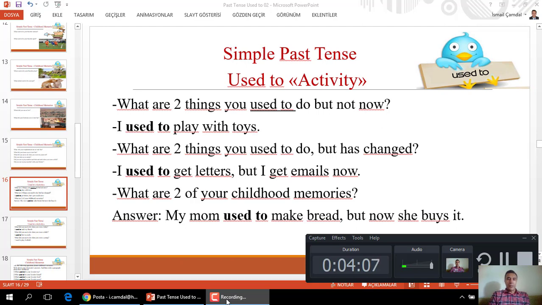Now we are asking different questions. What are two things you used to do, but not now? I used to play with toys. What are two things you used to do, but have changed? I used to get letters, but I get emails now. What are two of your childhood memories? My mom used to make bread, but now she buys it.